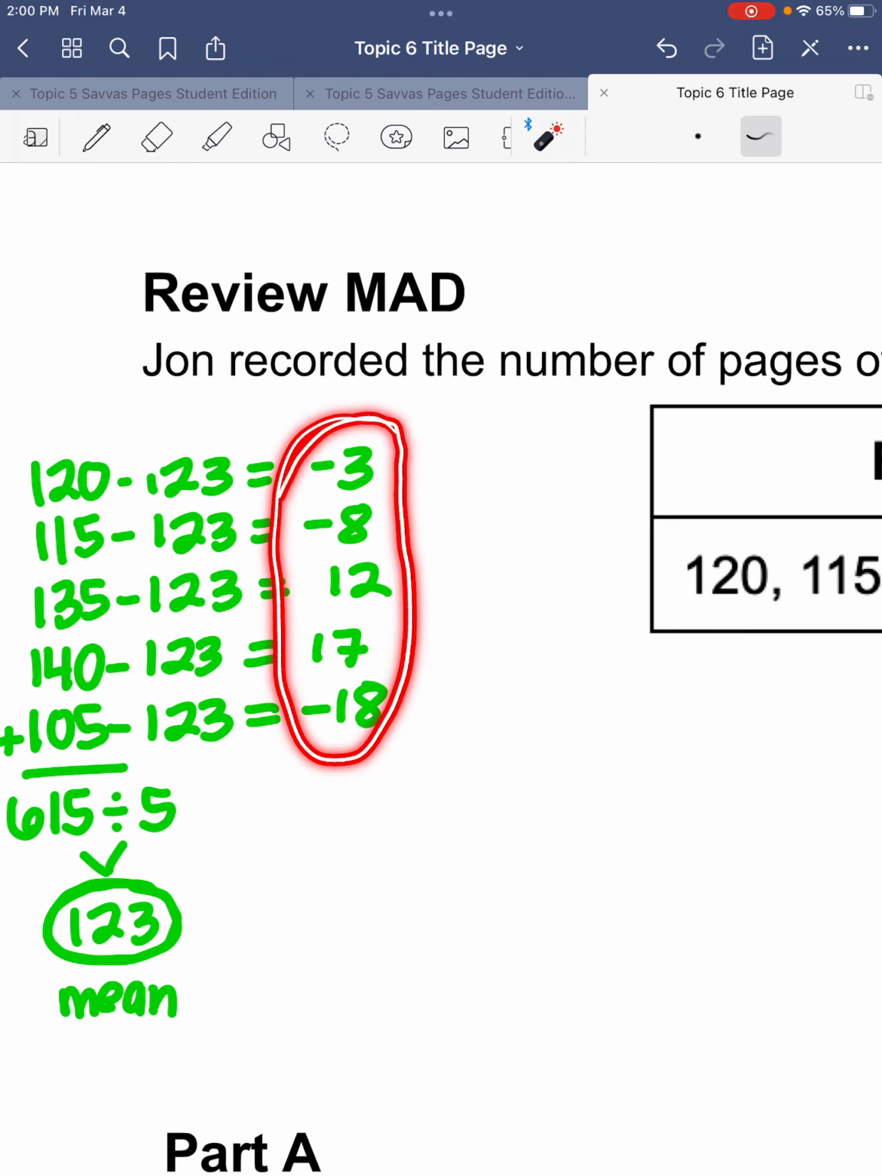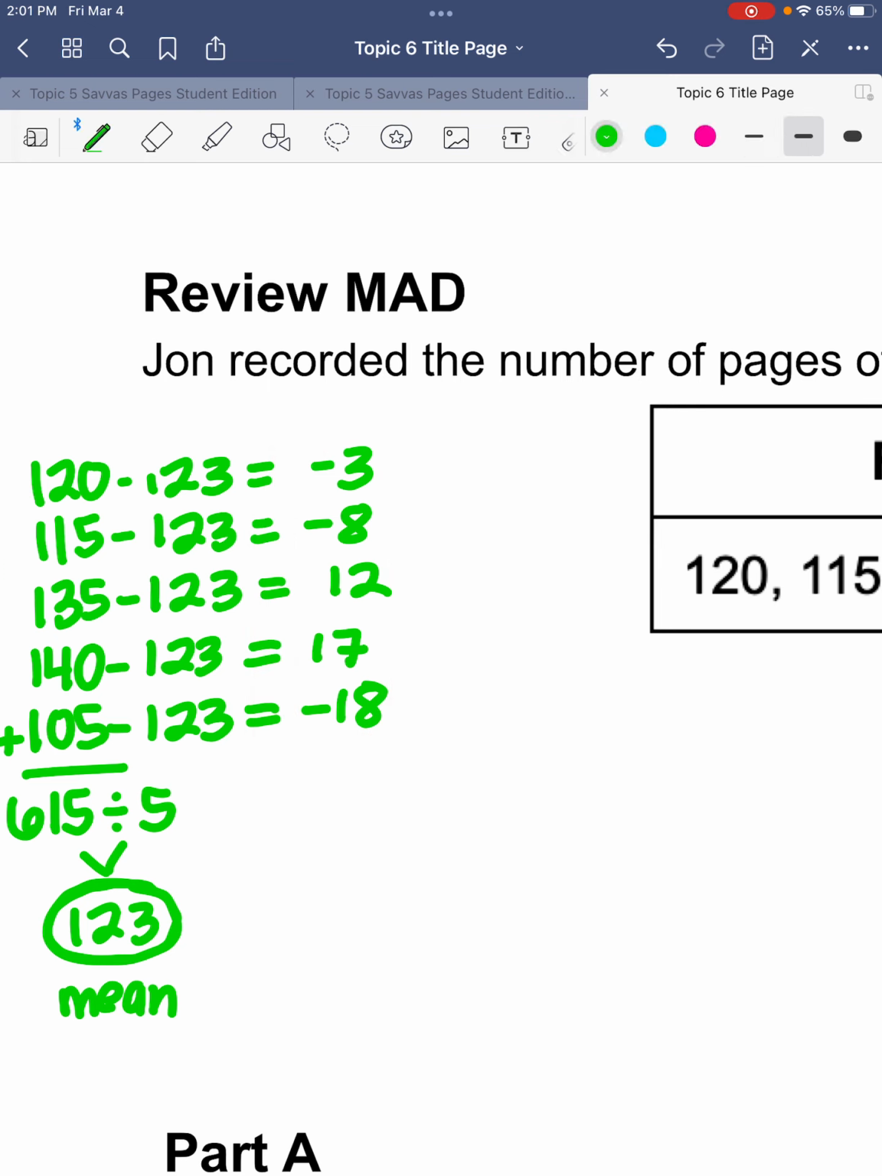These numbers here. So what am I going to do with those new numbers? First, I'm going to make them all positive. So 3, 8, 12, 17, and 18. Now I want to find the mean of these new numbers, so I need to add them up. 3 plus 8 plus 12 plus 17 plus 18. When I put that in my calculator, I get 58.